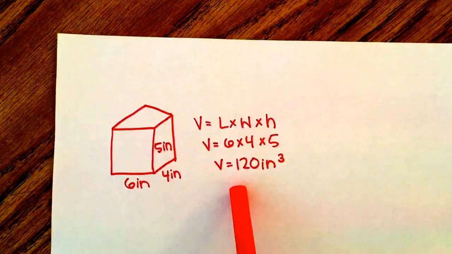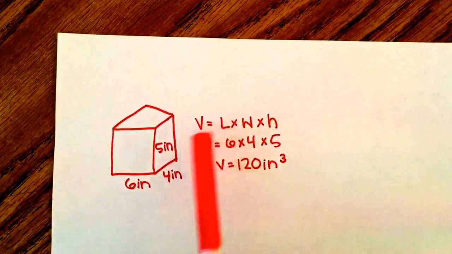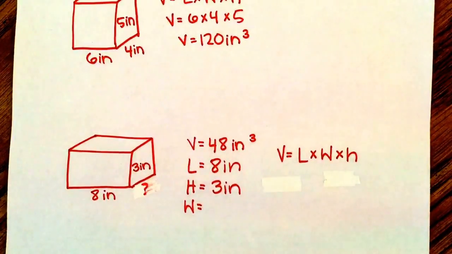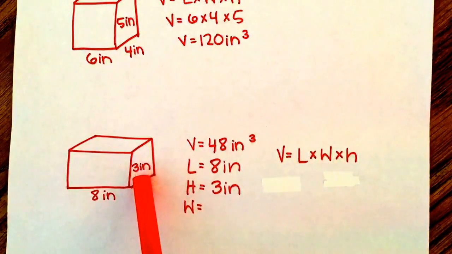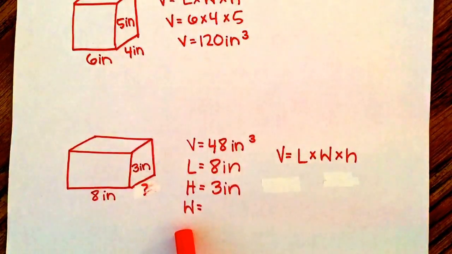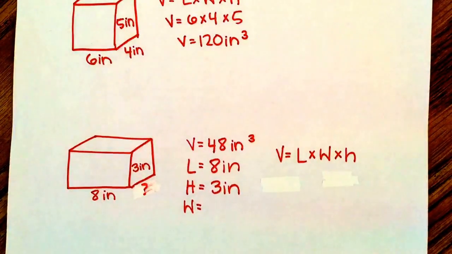Now what we want to talk about today is finding one of these missing dimensions if I've been given the volume already. So looking at this next rectangular prism, I've been given my length of 8 inches, my height of 3 inches. I need to find my width. So I've written out my different dimensions, everything I know, everything that I need to know, and I have to find the width. So my volume is 48 cubic inches, length 8 inches, height 3 inches.